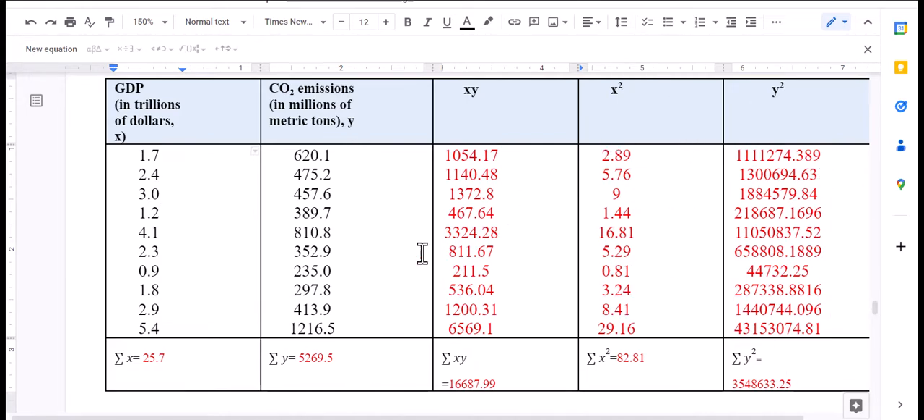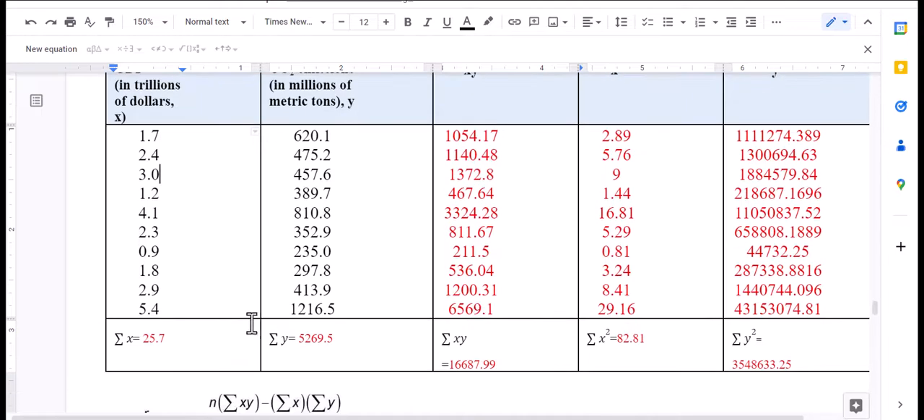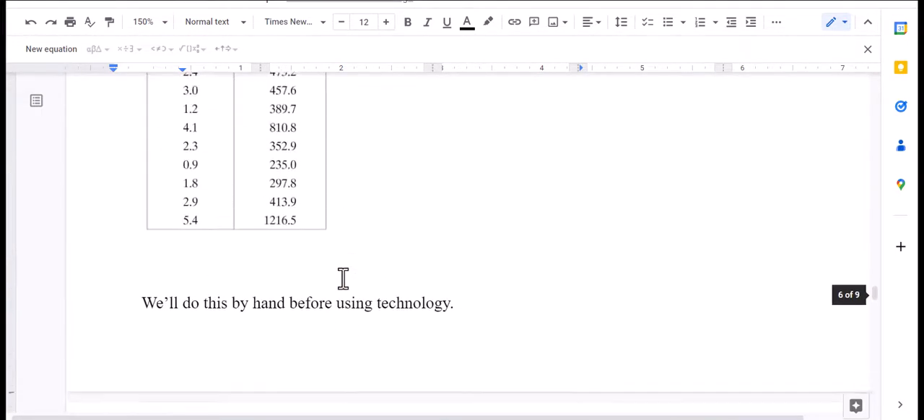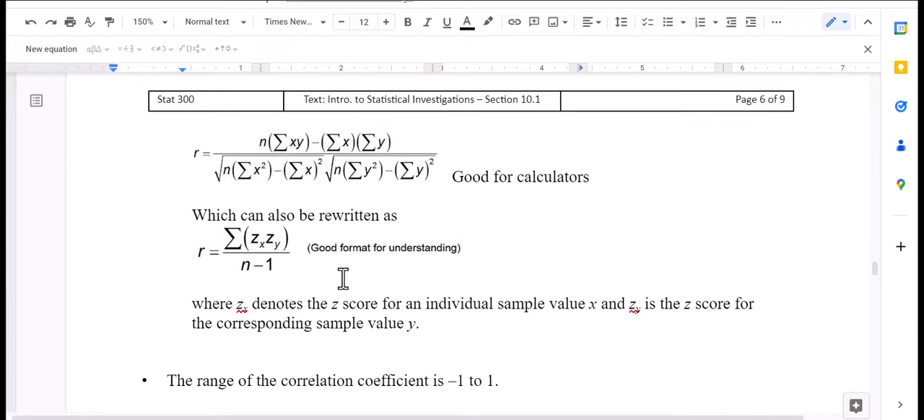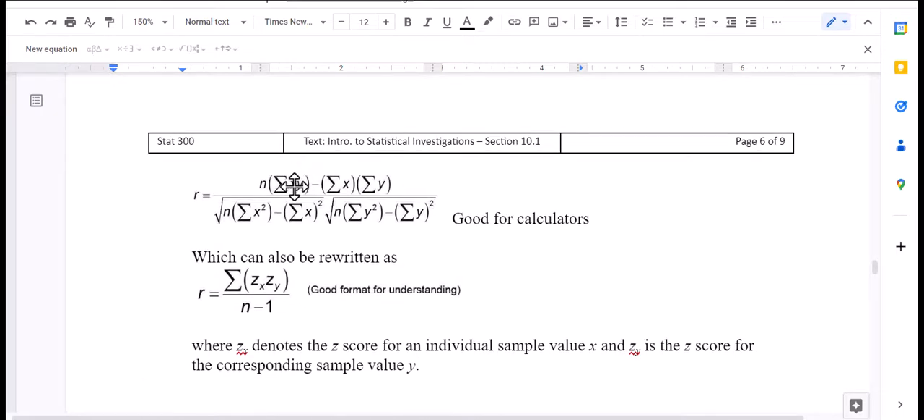So that's where this came about. And then at the bottom is the sum of that entire column. So we have all our values here. When we look at the formula, where was the formula? Right here. So we need the product X times Y, and then we need to add them up. The sigma means add them all up.